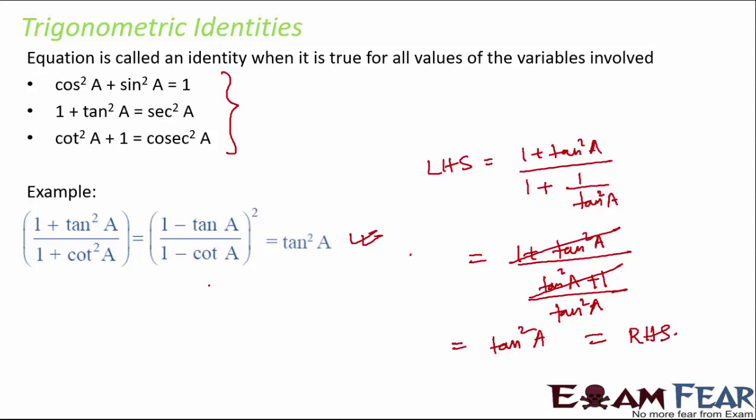In a similar way, I would want you to try this part: 1 minus tan a whole square divided by 1 minus cot a whole square. A quick hint I would like to give is the expansion of 1 minus a minus b whole square. Use that concept and try solving. Try to write tan in terms of cot, or cot in terms of tan, and get the answer as tan square a. Just try this yourself and I'm sure you'll be able to do it. You can expect these kinds of questions from the introduction to trigonometry lesson.